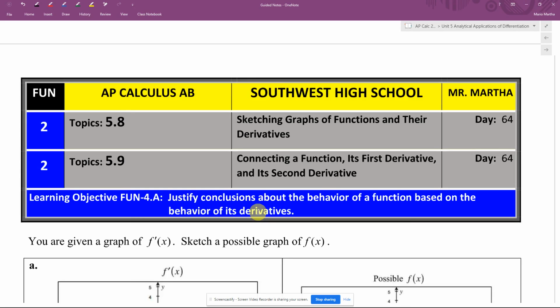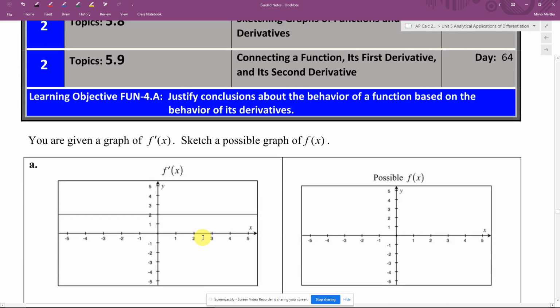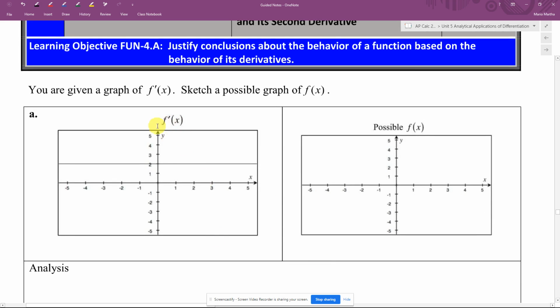Today's topics are 5.8, sketching graphs of functions and their derivatives, and 5.9, connecting a function, its first derivative, and its second derivative. We're going to be looking at graphs today, connecting between f prime, maybe f double prime as well. You're given a graph of f prime of x, sketch a possible graph of f of x.